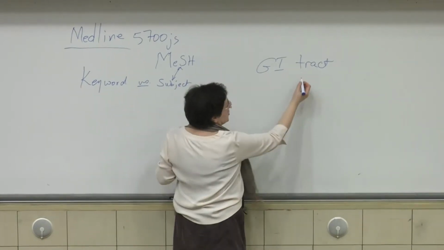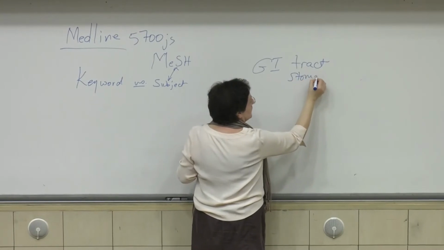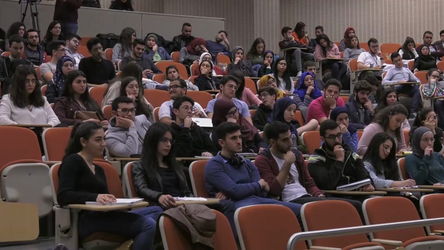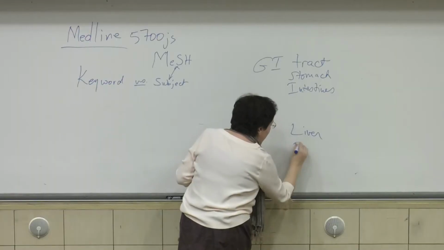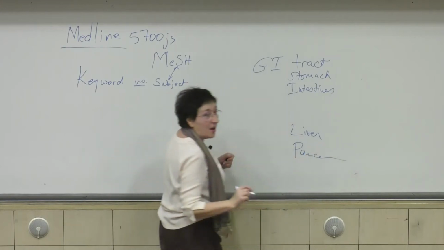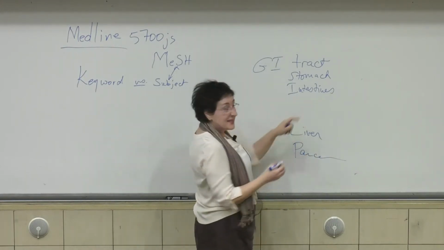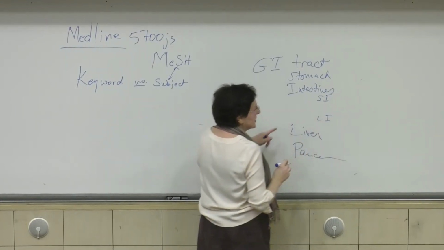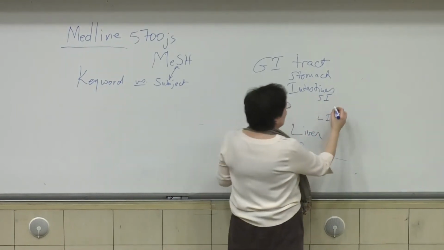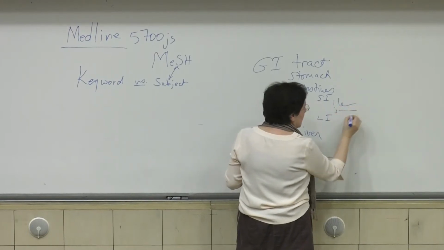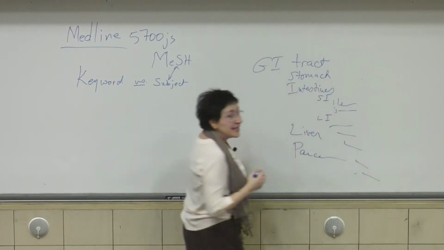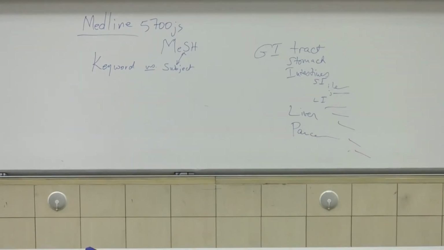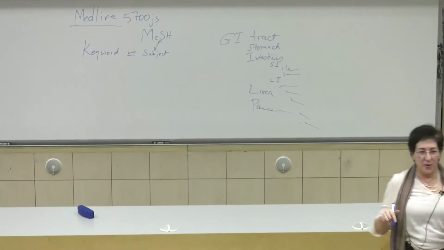It has narrower MeSH terms like stomach, intestines, liver, pancreas, and so on. Now, under intestines, we have small intestines, large intestines. Under small intestines, we have ileum, jejunum, colon, and so on. This is the tree structure of the MeSH terms. They group it from a broad MeSH to narrower and narrower MeSH terms.